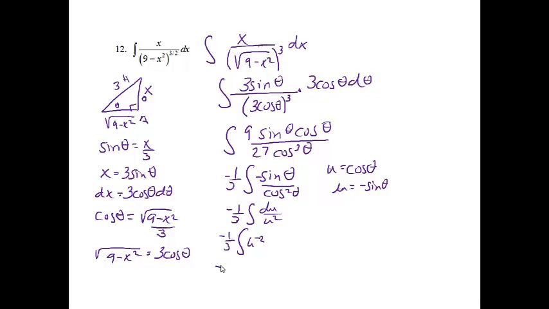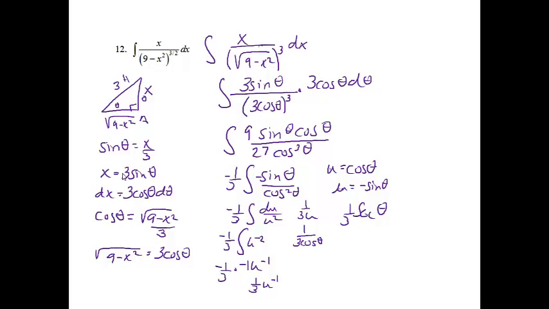And so if I do that, I'll have negative 1/3 times the integral of u to the negative 2, which would be u to the negative 1 times negative 1. So this will be 1/3 u to the negative 1, which is 1 over 3u, which is 1 over 3 cosine theta. And 1 over cosine is equivalent to secant, so we actually have 1/3 secant theta as my answer, and then we just need to plug my secant theta back into the problem.